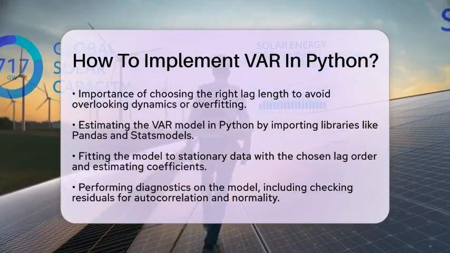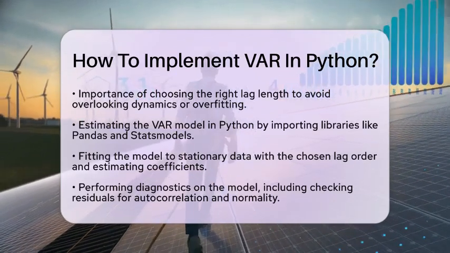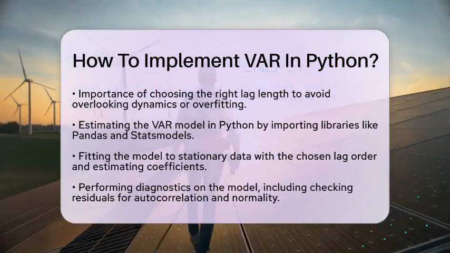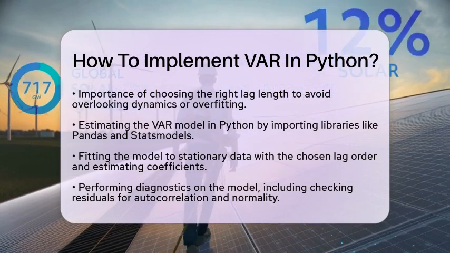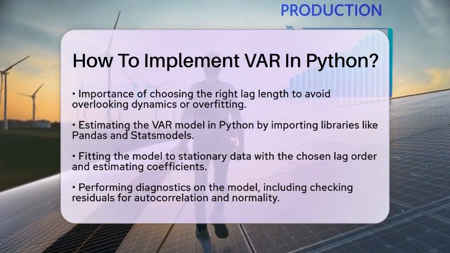Now, let's move on to estimating the vector autoregression model in Python. Start by importing the necessary libraries. You will typically use pandas for data handling and statsmodels for the vector autoregression modeling. Fit the model to your stationary data using the chosen lag order. The model will estimate coefficients for each lagged variable in your system.